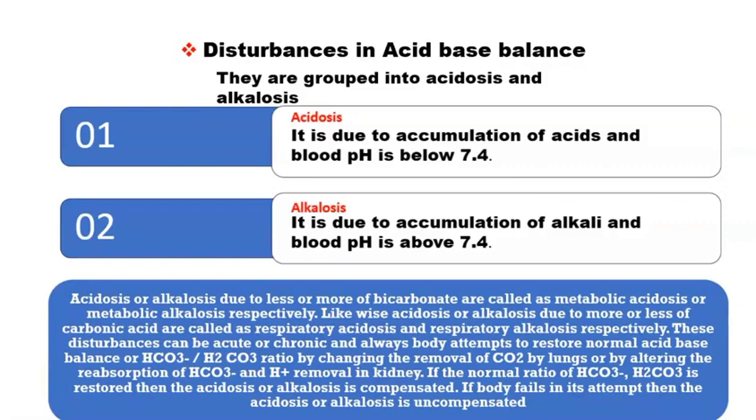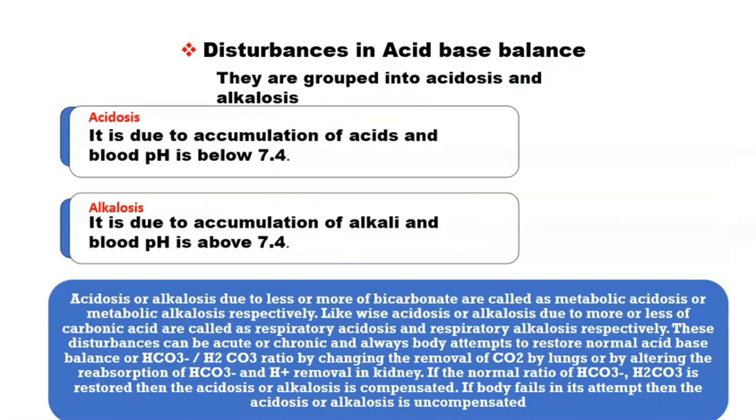We are still on biochemistry of homeostasis, and we are looking at acid-base balance. So now we'll be discussing disturbance in acid-base balance. This disturbance in acid-base balance is grouped into two: acidosis and alkalosis.